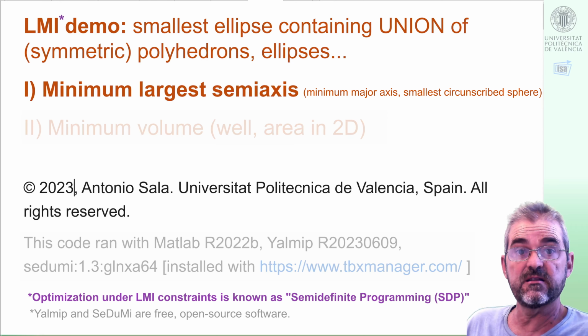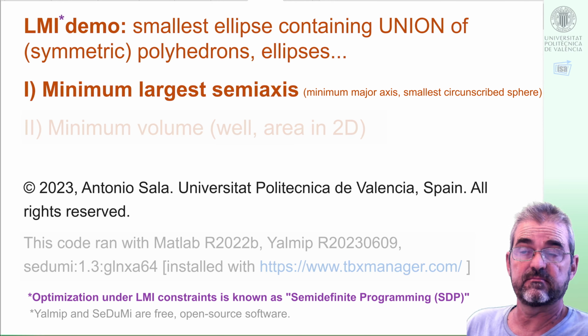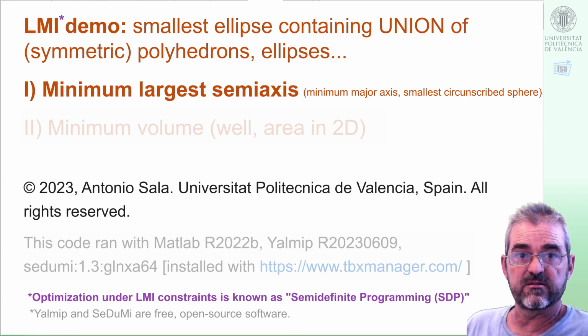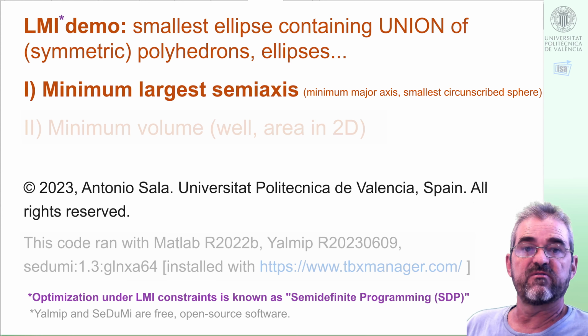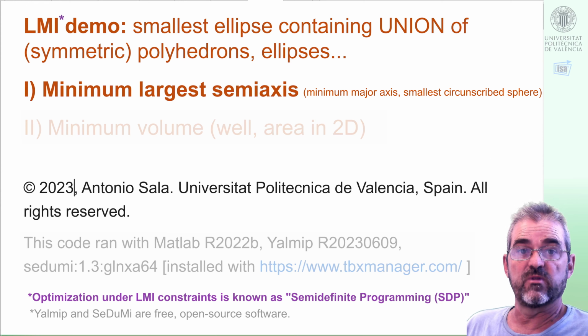I'm Antonio Sala, and in this video we'll discuss a first demonstration of a linear matrix inequality code in Matlab, computing the smallest ellipse that contains a set of ellipses and polyhedrons. In this first video, we'll just discuss the concept of smallest, meaning the ellipse with minimum largest semi-axis. So we will wish to fit the ellipse into the smallest possible circle.